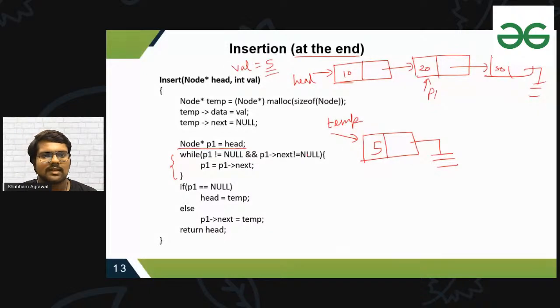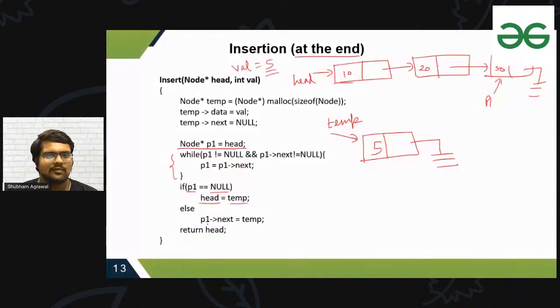So we will again do p1 equal to p1 next. So it will point to here. Now we will see p1 is equal to null. So it is not equal to null, but p1 next is null. So this condition is false. Hence we will break out of this while loop, and p1 is pointing to this. Now if p1 is null, then we will simply assign head to temp. But in this case, p1 is not null. So we will do p1 of next equal to temp.